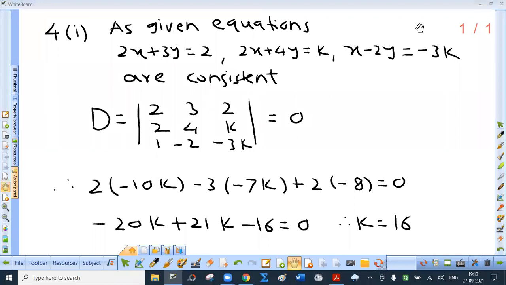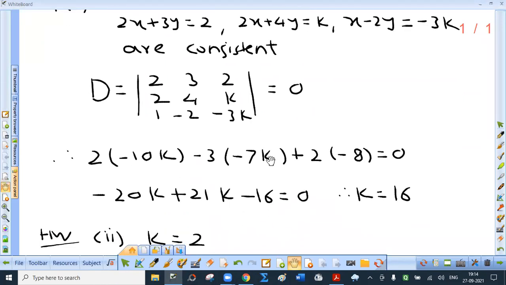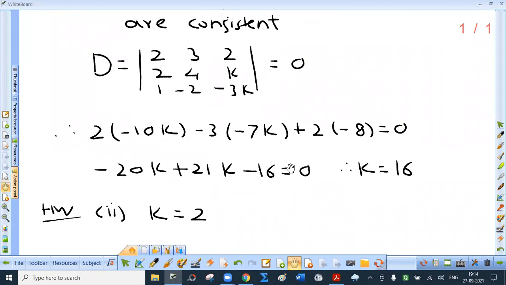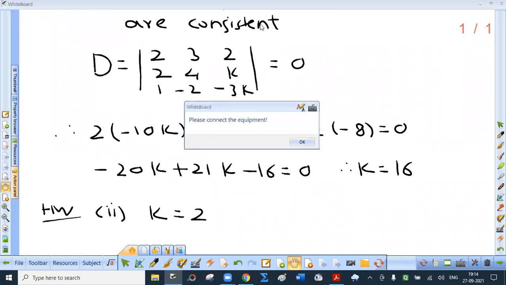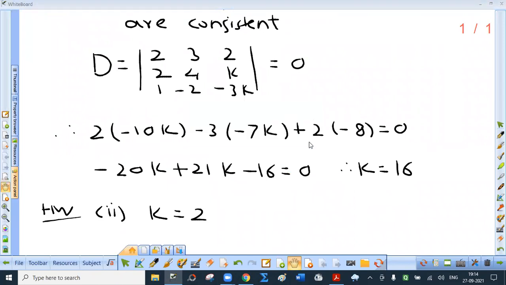Fourth one, find k if the following equations are consistent. Now the equations are to be written in standard form. 2x plus 3y equal to 2. 2x plus 4y equal to k. x minus 2y equal to minus 3k. Now these are consistent, so the determinant for condition of consistency has value 0. Expand this. Solve for k. You get k equal to 16. Second sum is similar and is for homework. Answer is k equal to 2.